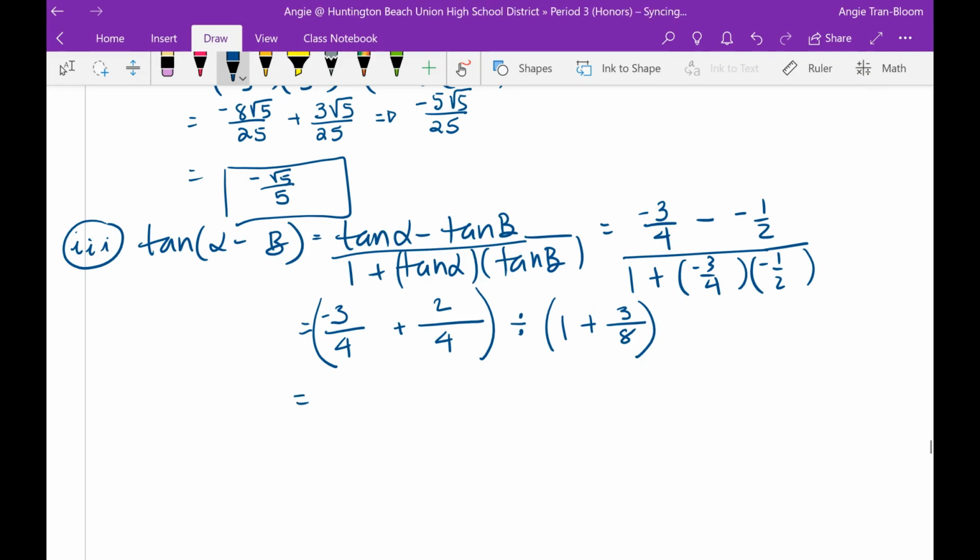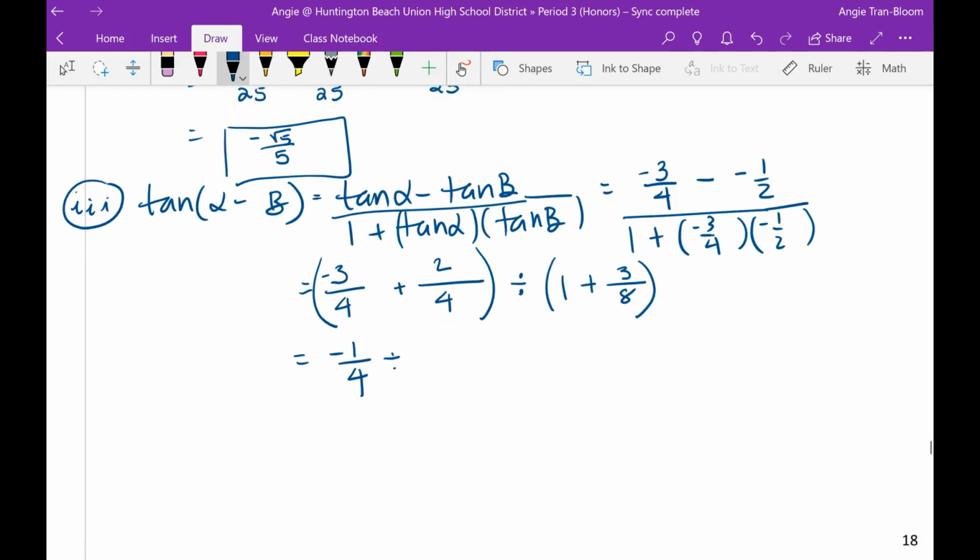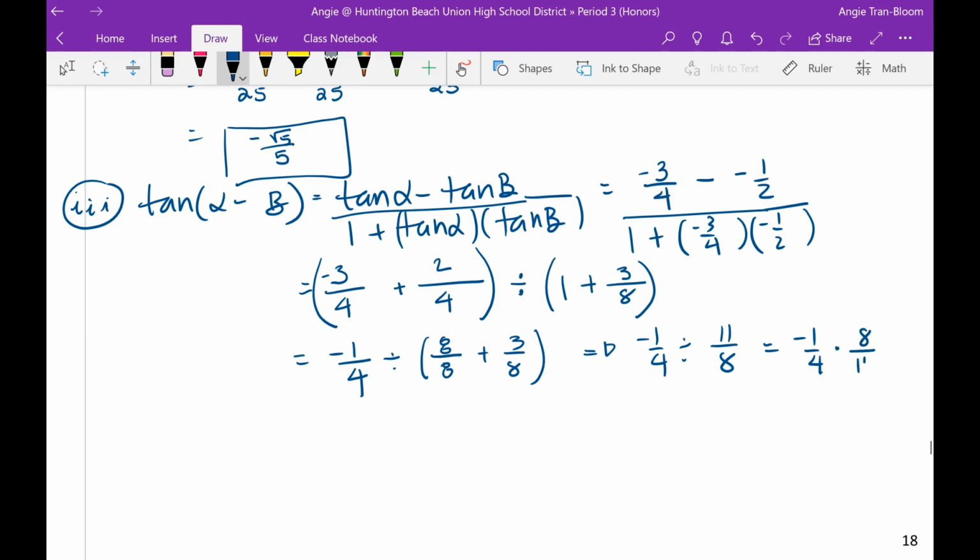So this leads me to negative 1 over 4 divided by, what's a common denominator for the second half here? 8. Very good. Remember, as a teacher, I write everything out. Now, as a student, you write what you are more comfortable with. Okay? So negative 1/4 divided by 11 over 8. So far, so good? Then, when we multiply by its reciprocal, what's our final answer? Negative 2 all over 11.